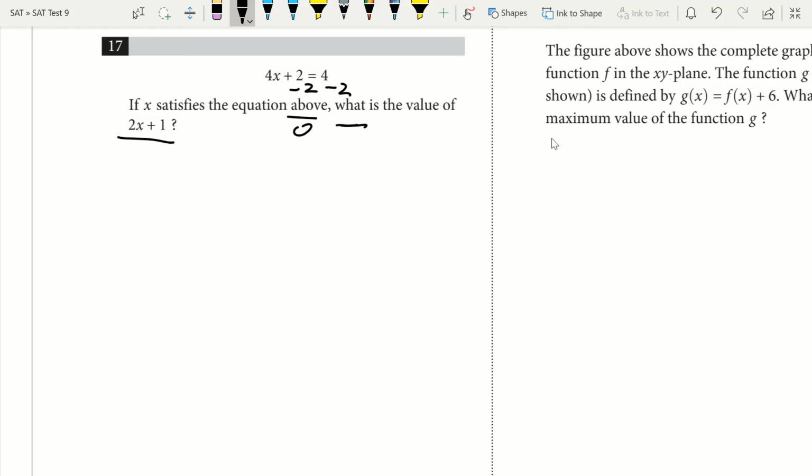So we're going to have 4 minus 2, which will give us 2. We have 2 is equal to 4x. We divide each side by 4. And we get that x is equal to 2 over 4, which is equal to 1/2.